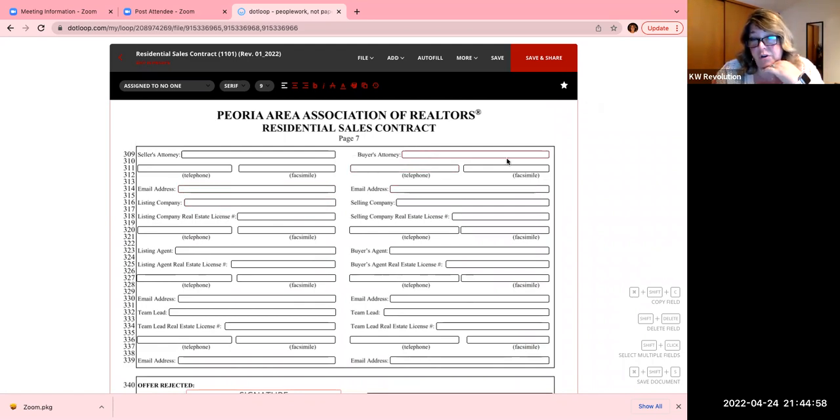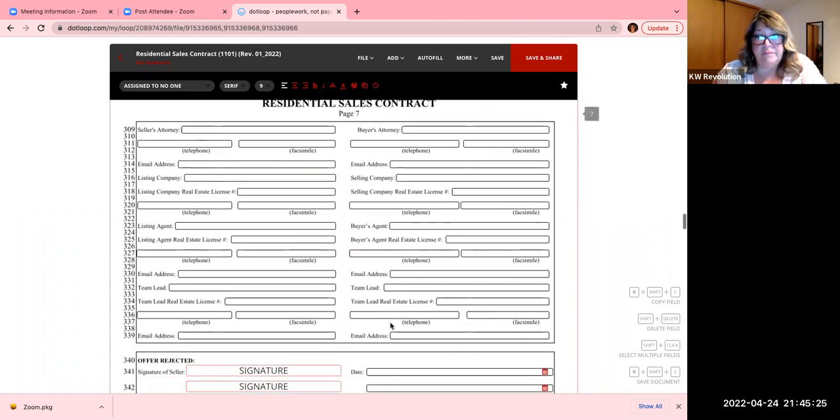If there is an attorney, that's where that goes. The selling company would be Keller Williams Revolution, our license number, your name, your license number, and then email address. If you're on a team, this is how the team works. You're the buyer's agent, so you're the agent, your license number goes here. Let's say you're on Seth Couilliard's team. Seth Couilliard's name goes here and his license number here. So the team lead is the rainmaker.